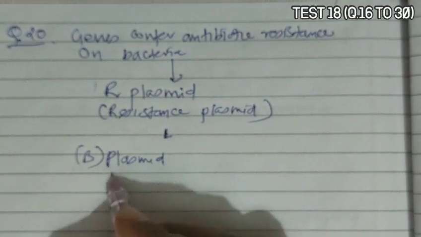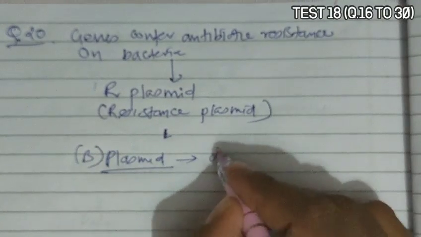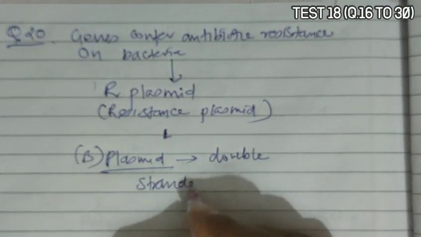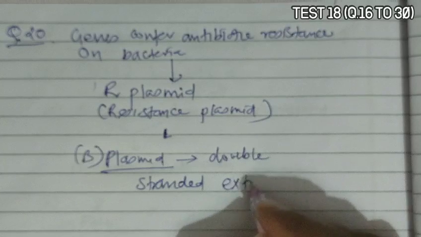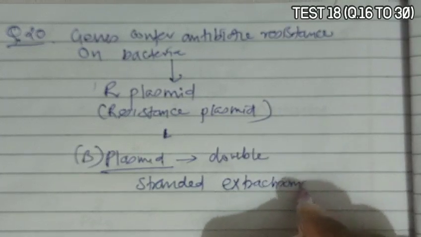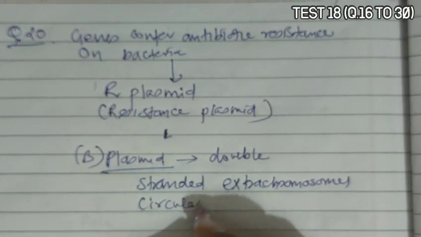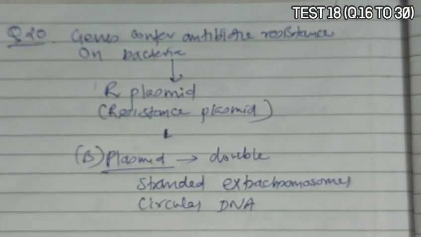And I hope you know that plasmids are double stranded, extrachromosomal, circular DNA.